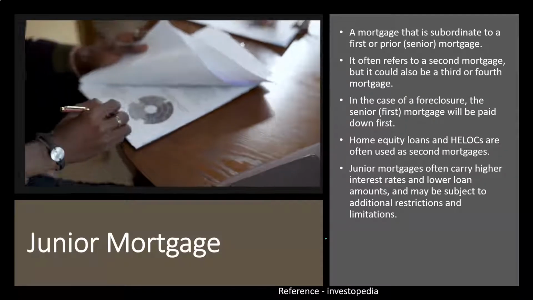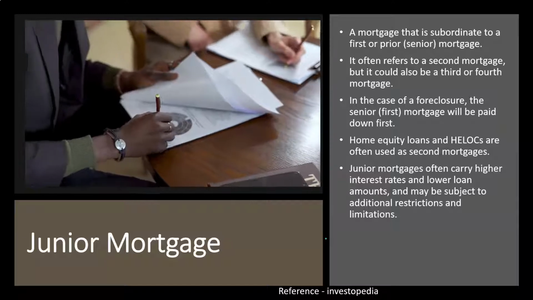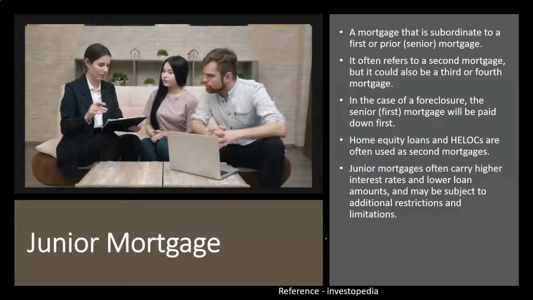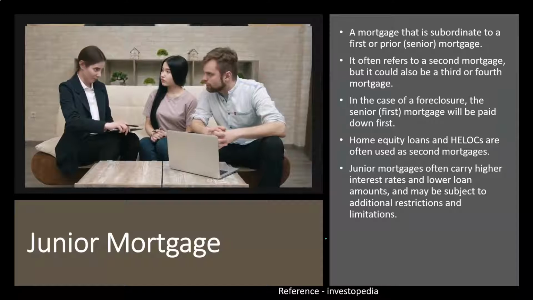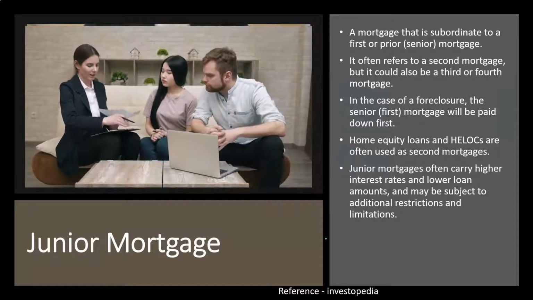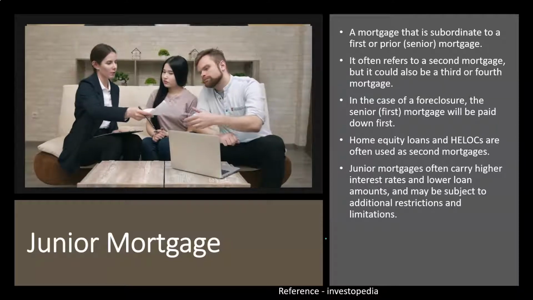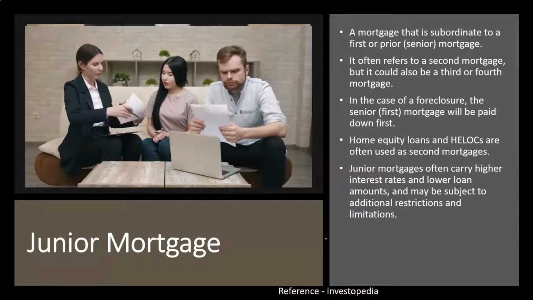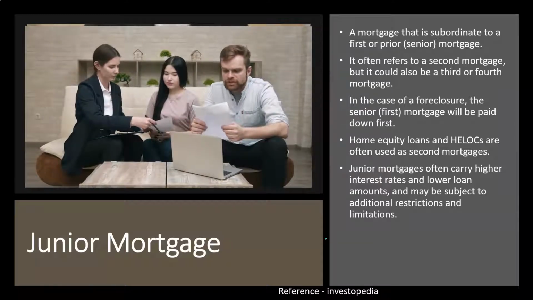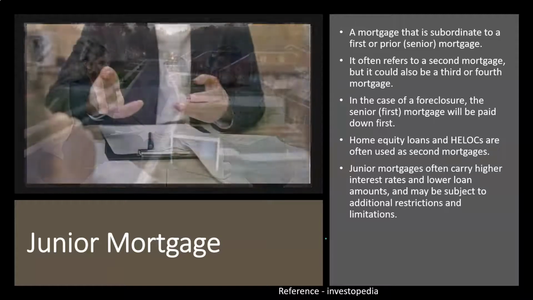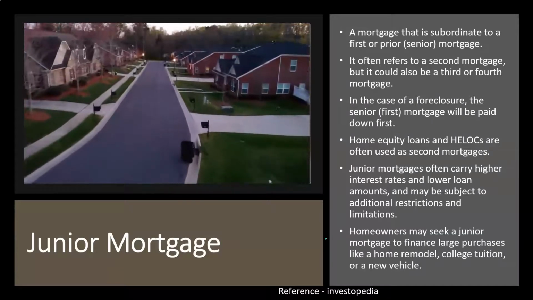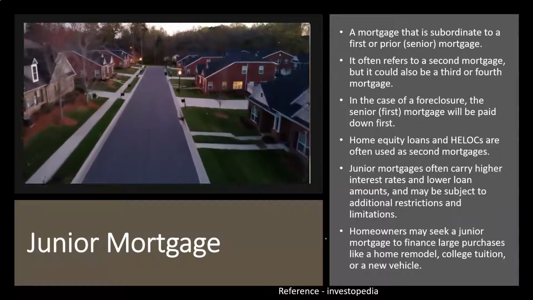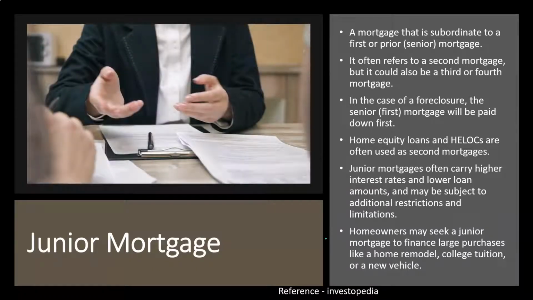If the loans aren't being paid, the house is repossessed and then sold, they're going to get as much money as they can on the sale. But if they don't get enough money on the sale to pay off the loans, who's going to get paid first? The primary mortgage and then the second. So it should still be covered in the event that the house goes up in value and so on. But if there's a decline in the market, then there's going to be who gets paid first, second, third, and so on. So homeowners may seek a junior mortgage to finance large purchases like home remodel, college tuition, or a new vehicle.